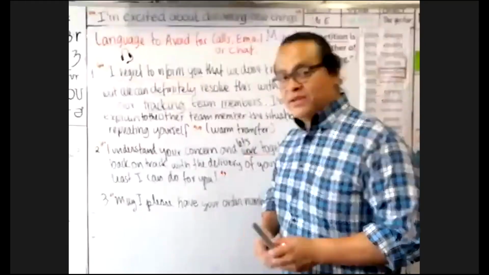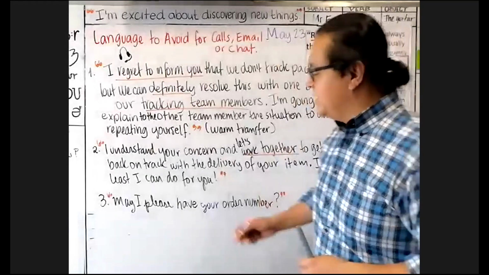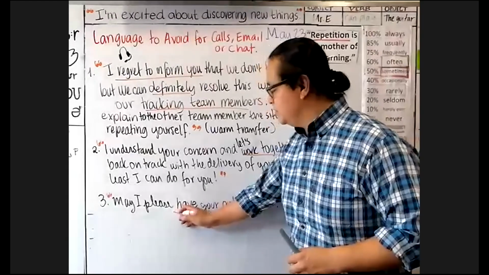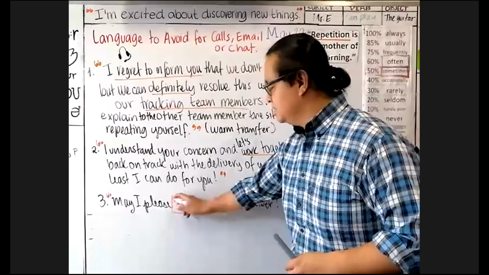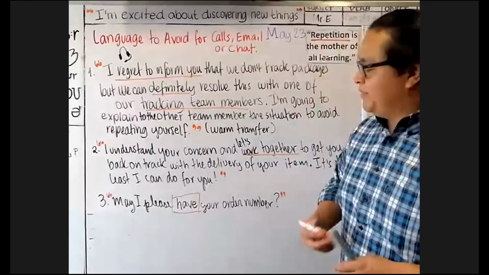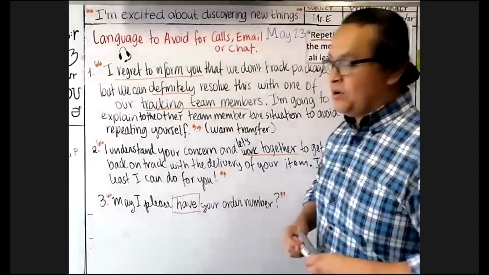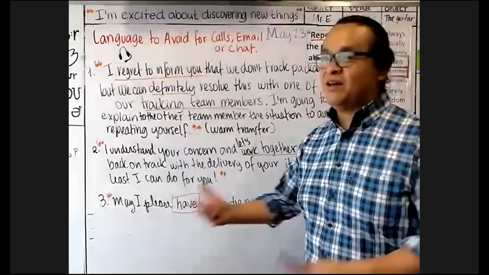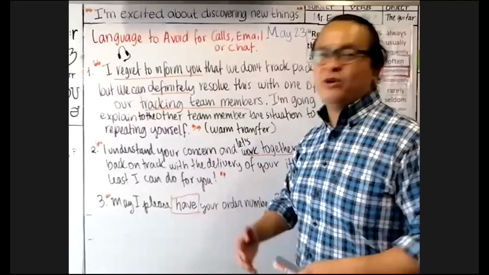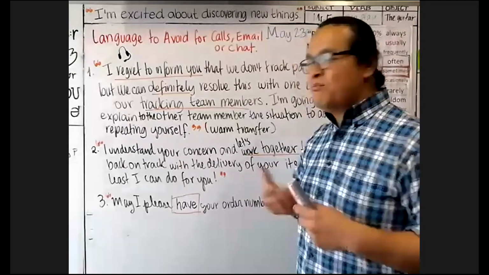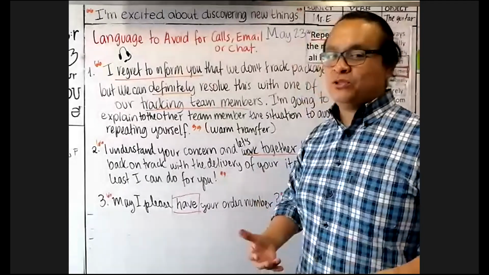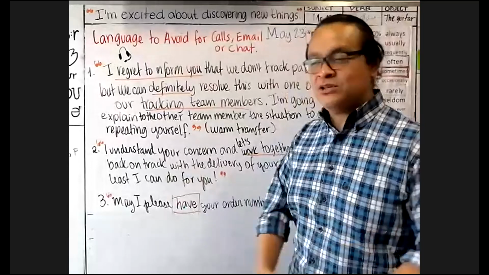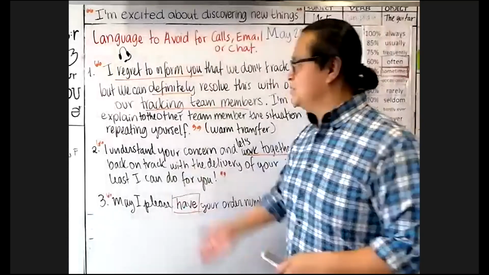For number 3, we were requesting information, but instead of saying know, we're going to use the verb have. Okay? So may I please have your order number? We're going to say have because we just need the information for transactional purposes. We don't want to know, right? We don't want to memorize the customer's personal information. We just need to have that information so we can get our job done. Okay, so there you go.